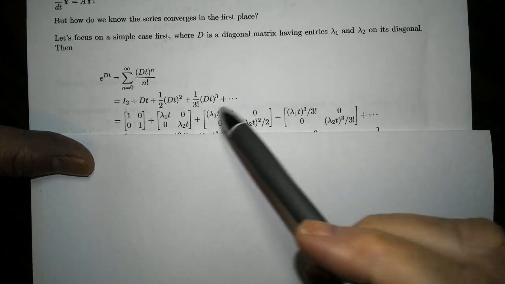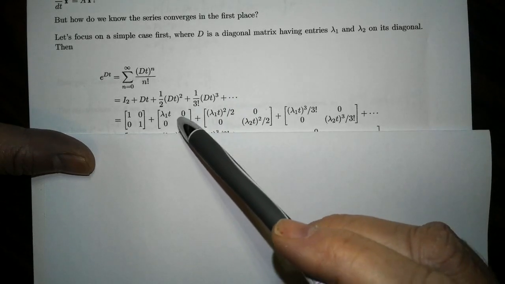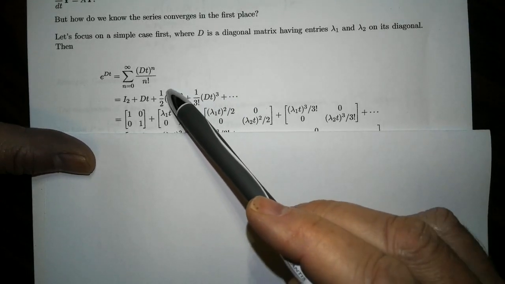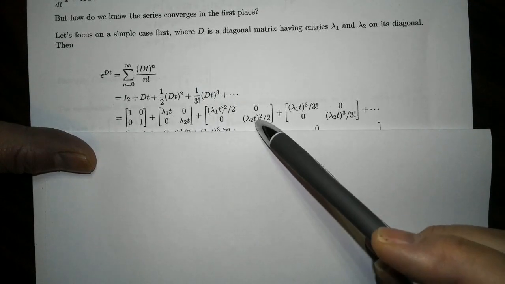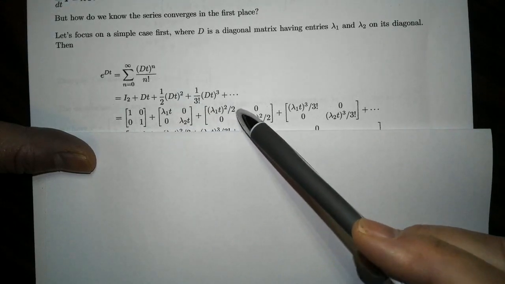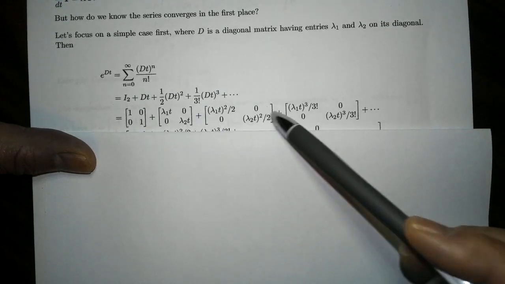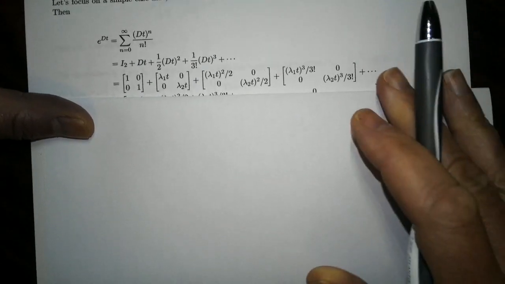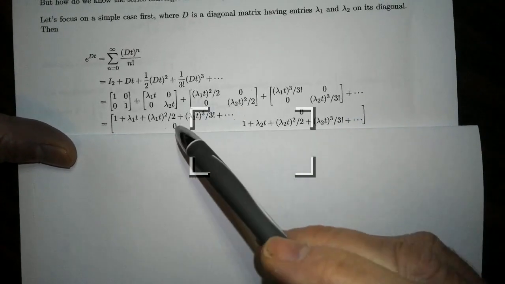The nice thing about a diagonal matrix is that it's really easy to raise it to a power. So if, for example, I take Dt and square it, I just get lambda 1 t squared, lambda 2 t squared, and then the 1/2 can be brought into the matrix this way. So this expansion can be written this way. Now let's add together all these matrices. Oopsie, I gave the answer away.